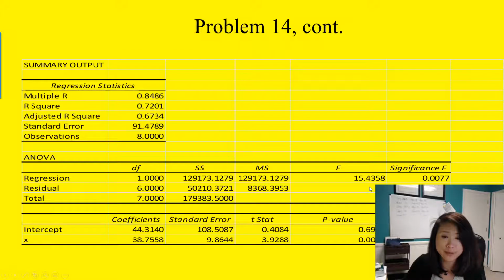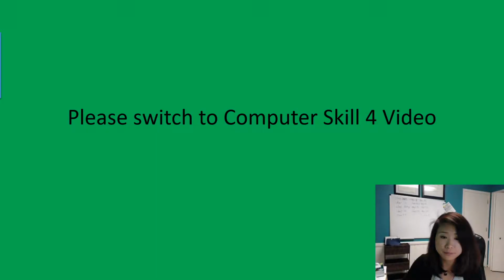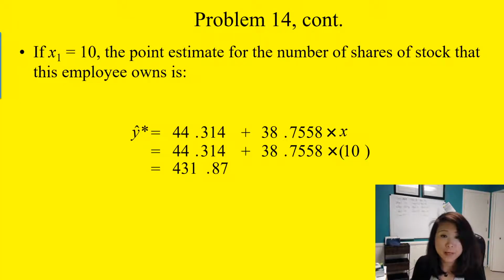So let's perform this calculation together. y hat equal to 44.314 plus 38.7558 times x. This equation we obtained in chapter 14 part A. Now we look at when x equal to 10, what the value of y is. We just need to plug in 10, and then we will receive 43.87. So that's the answer for this question.